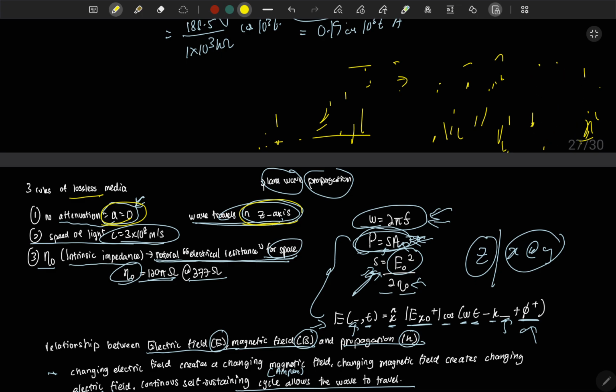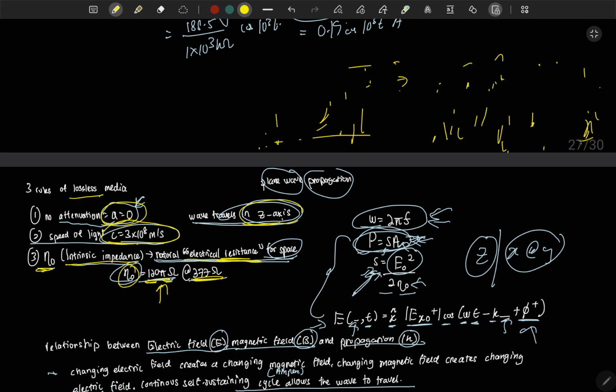Alright, the second one is we need to remember c is equivalent to 3 × 10^8, which means that it travels at the speed of light. Then the third is the intrinsic impedance, meaning that η₀ is always equivalent to 120π, or 377, which means the natural electrical resistance of space. As an example, lossless media means it's in the air, in the vacuum. So this is something that needs to be known.